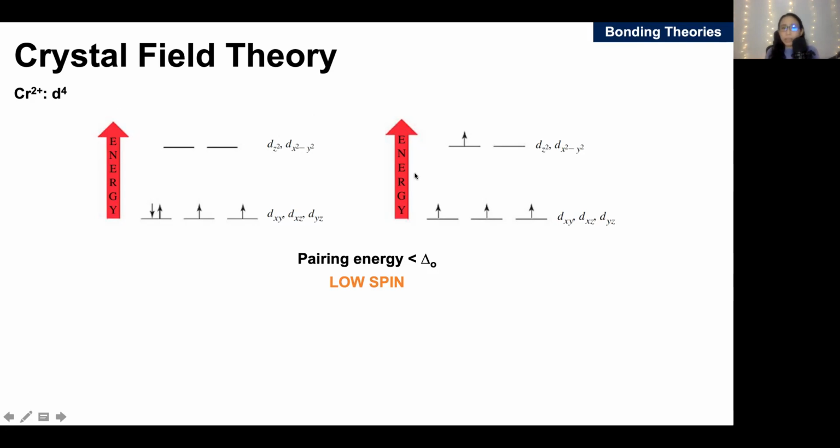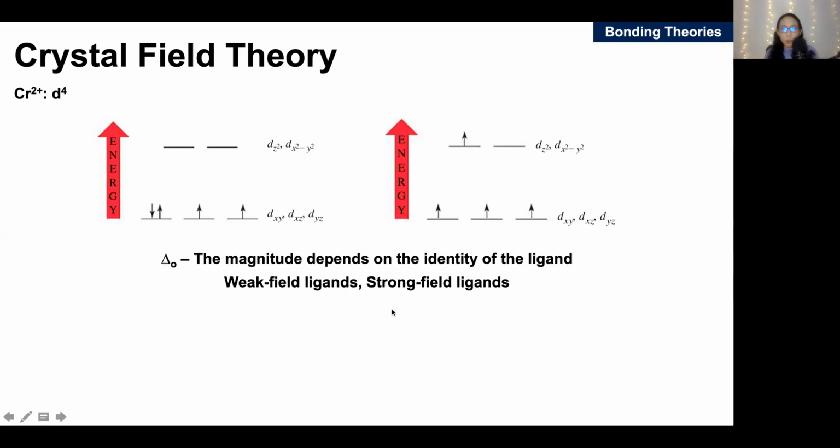Now, the question is, how can we know if it is a high spin or a low spin for a particular central metal ion? So, we will only look at the magnitude of your crystal field splitting. The pairing energy will vary from metal ion to metal ion, but we will not discuss that. So it's not included in our coverage. So we will assume that the pairing energy is constant for all metal ions. Hence, we can just look at the magnitude of your crystal field splitting.